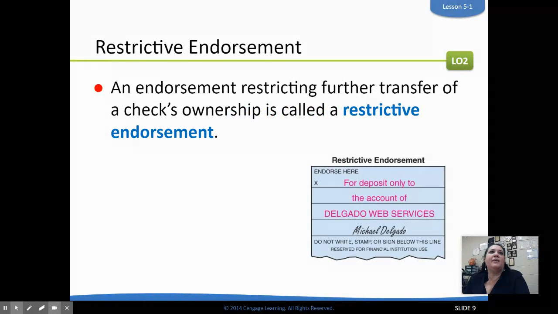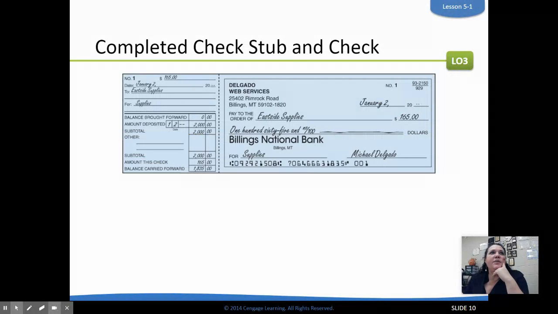And then a restrictive endorsement is what you should use in a business, and it's for deposit only to the account of Delgado Web Services, and then it's signed. A lot of times there's a stamp that you can use. That's what I used when I was in accounting, that just allows you to easily endorse a bunch of checks. So that's restrictive endorsement.